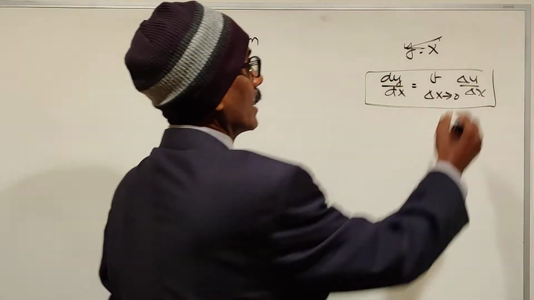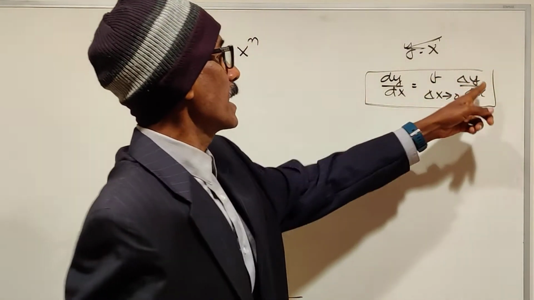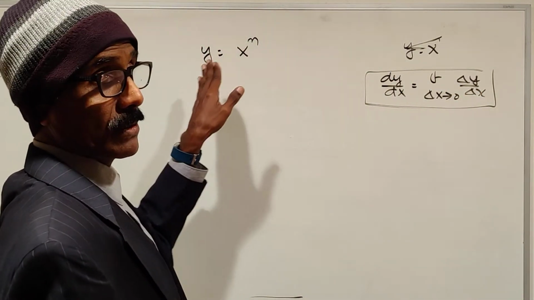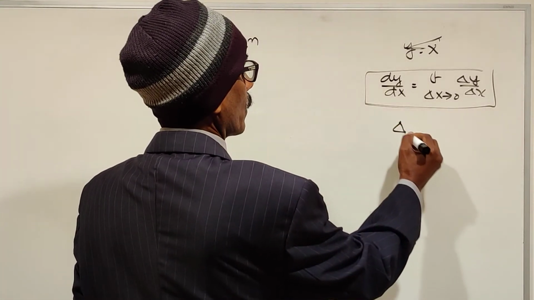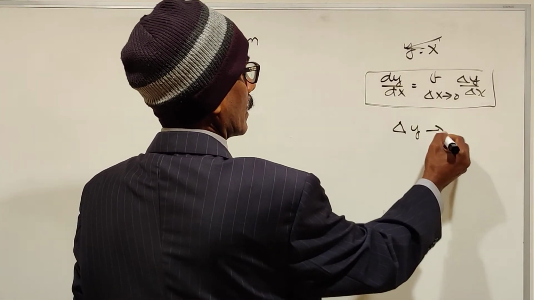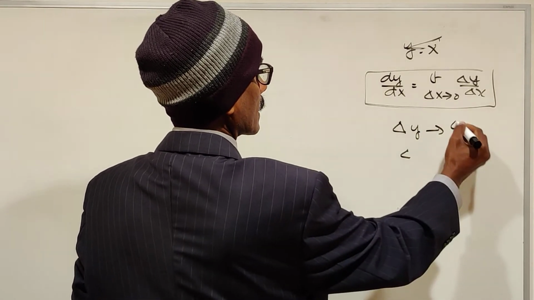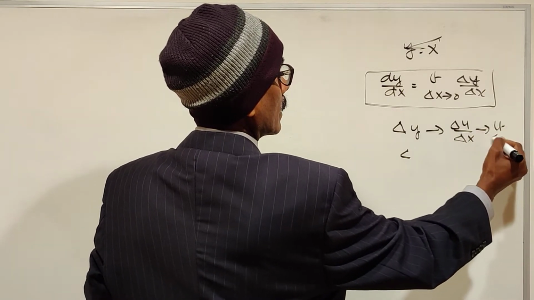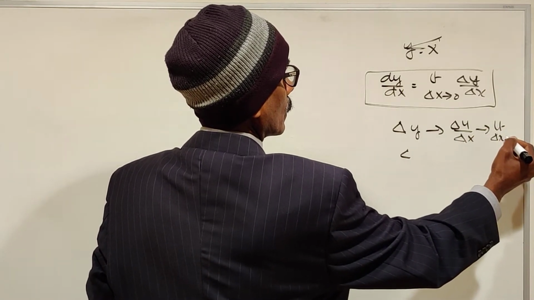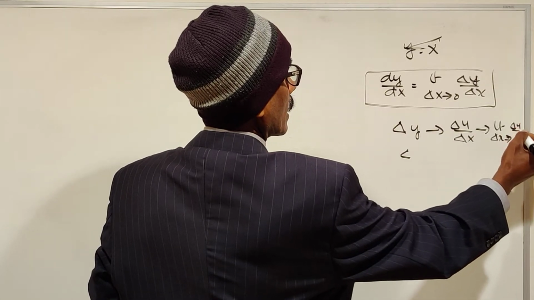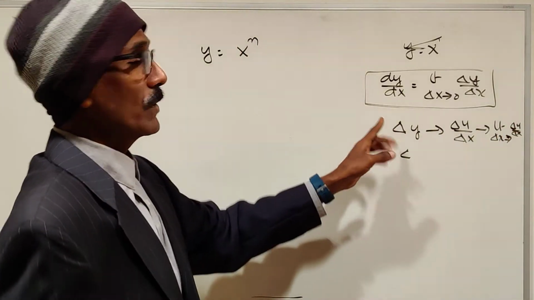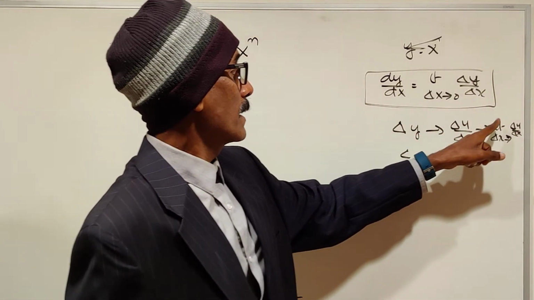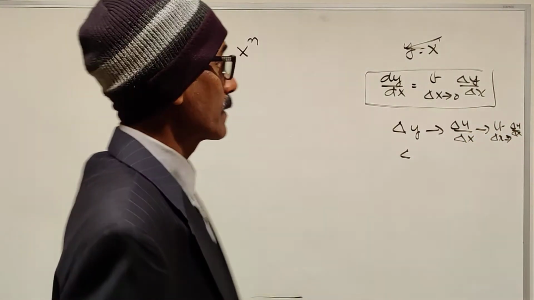Just remember, delta y by delta x. We are going to find out delta y by delta x from this equation. Just remember, first find delta y, then delta y by delta x, then limit delta x tends to 0, delta y by delta x, that is dy by dx. So these are the steps. First find delta y, then delta y by delta x, then limit delta x tends to 0, delta y by delta x. Those are the steps.